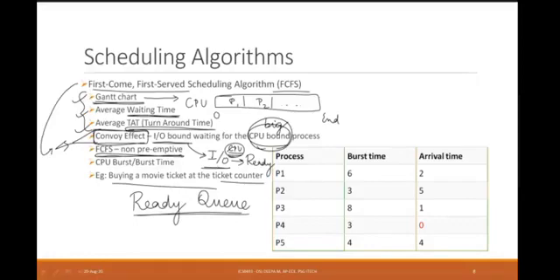So we'll see how. Just go through this chart. We have 5 processes and the burst time. What is burst time? The time it has to spend in your CPU can be called CPU burst or burst time.